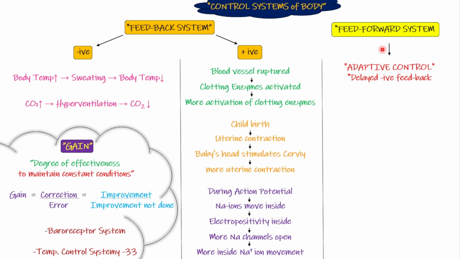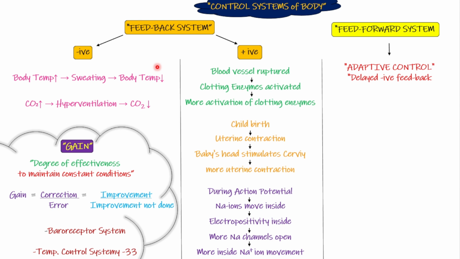as a preparatory response for the stimulus, which hasn't occurred yet, but which is going to occur. In feedback system, the stimulus has occurred and then the body responds. In feed forward system, the body has already responded to a stimulus which hasn't occurred yet, but the stimulus is going to occur. Okay? For instance, again, I'll give the example of the thermoregulatory system.